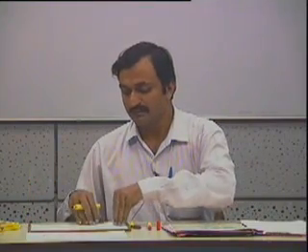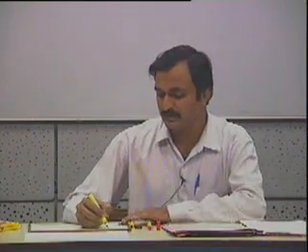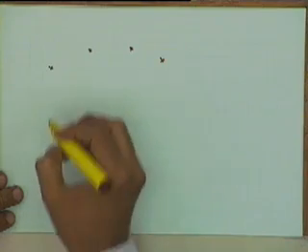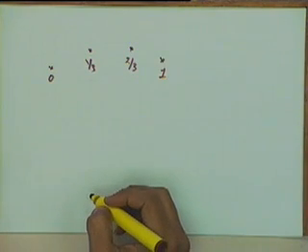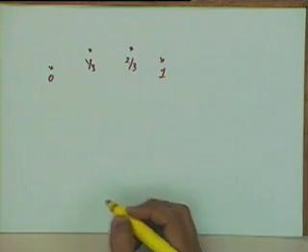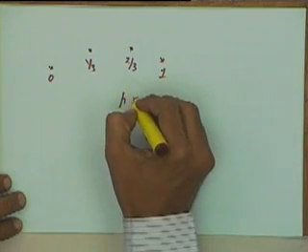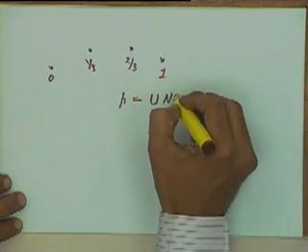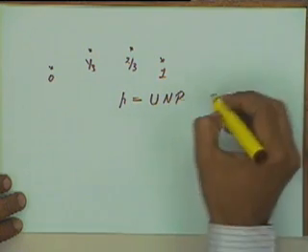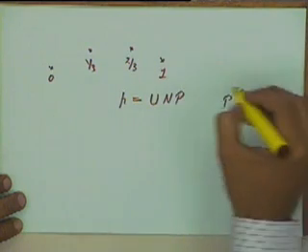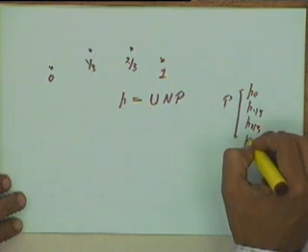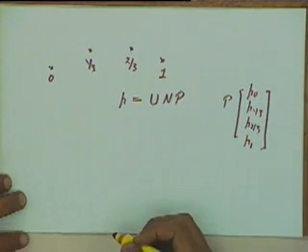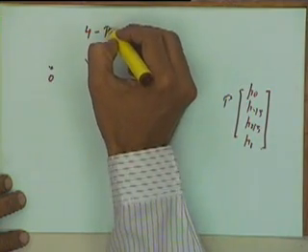If you remember, when we carried out the same exercise for PC curves, when we gave the input in the 4-point form, at 0, 1 by 3, 2 by 3 and 1, we had derived that P will be given by U N multiplied by P, where this matrix P consisted of these 4 points, that is P0, P1 by 3, P2 by 3 and P1. This was what we referred to as the 4-point form of the PC curve.